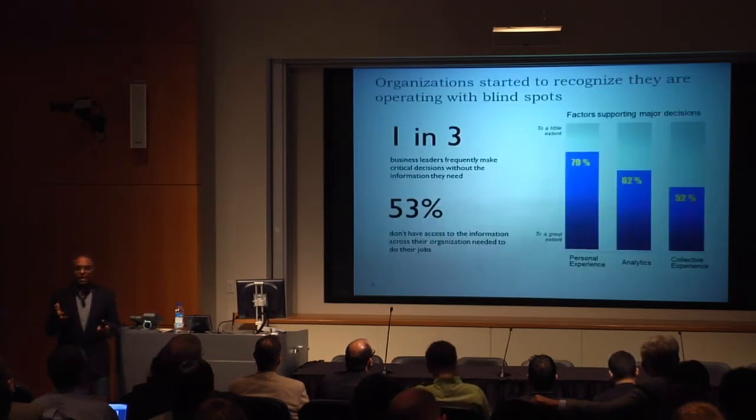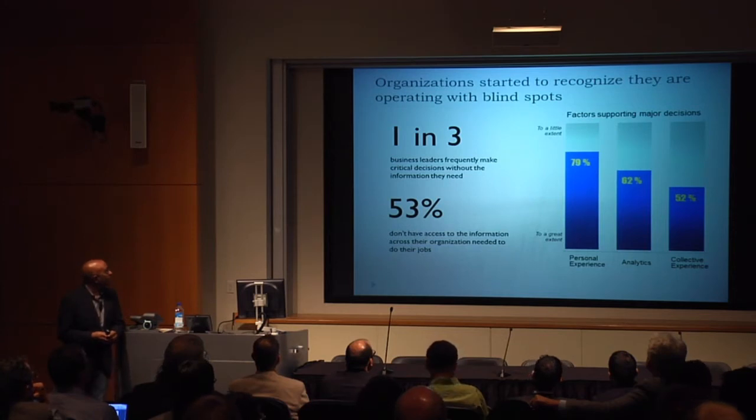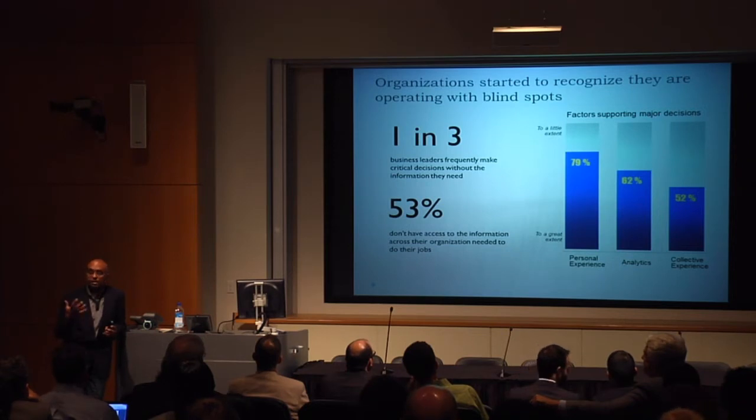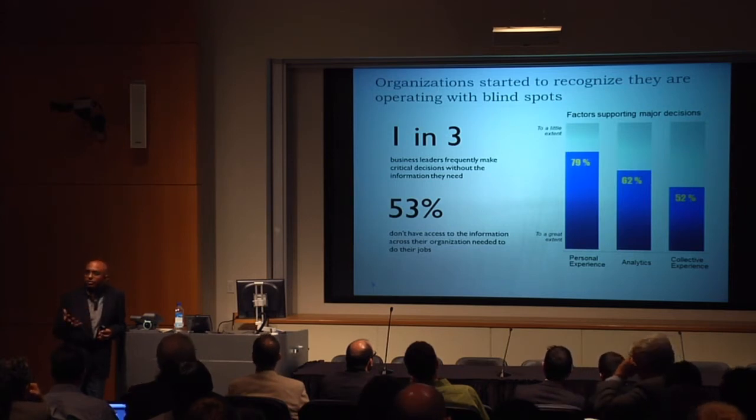So it's amazing to me. This graph is completely amazing to me. Now, what it's telling us is that 1 in 3 business leaders frequently make critical decisions without the information they need. And in light of the talk we just heard before, which was talking a lot about the need for analytics and the use of analytics, this is a remarkable statistic. 1 in 3 don't have the information. Now, that's interesting, and we can discuss the implications about it.